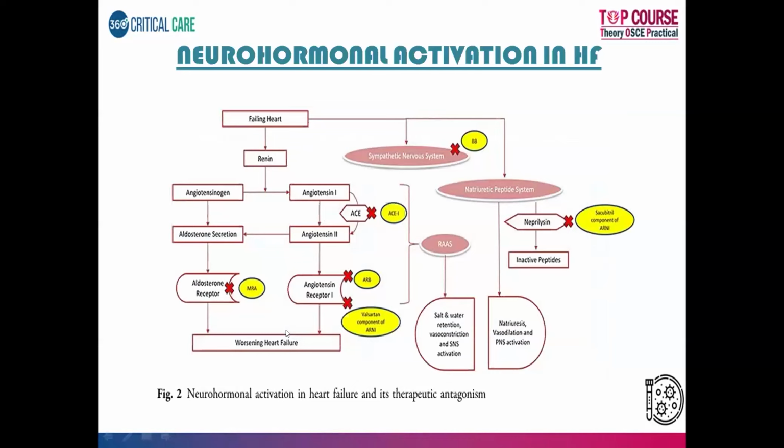Now coming to the neurohormonal activation in heart failure. So what happens in heart failure? Three important systems will act. The first one is the RAS system. Second one is the sympathetic nervous system. The third one is the natriuretic peptide system.